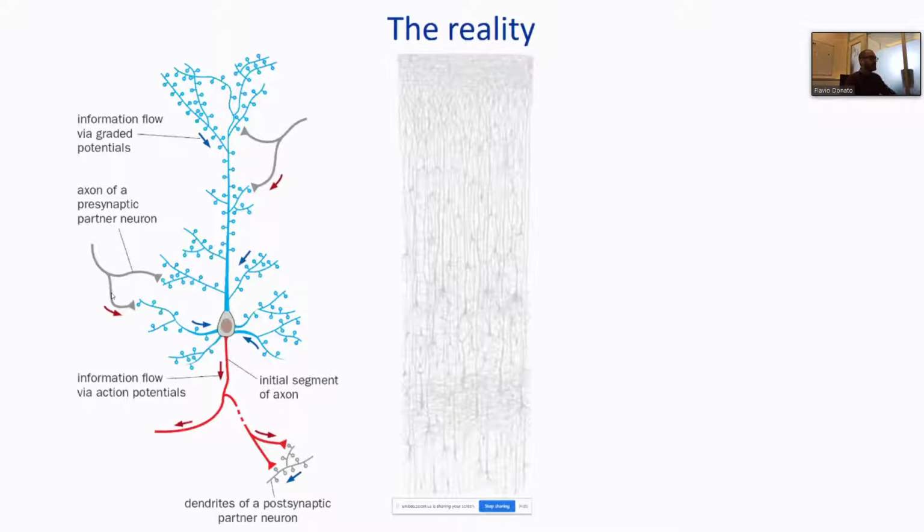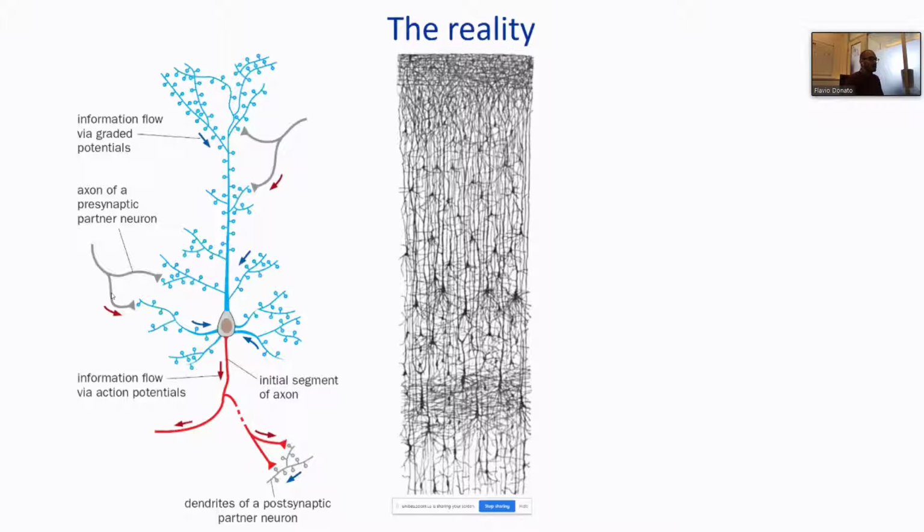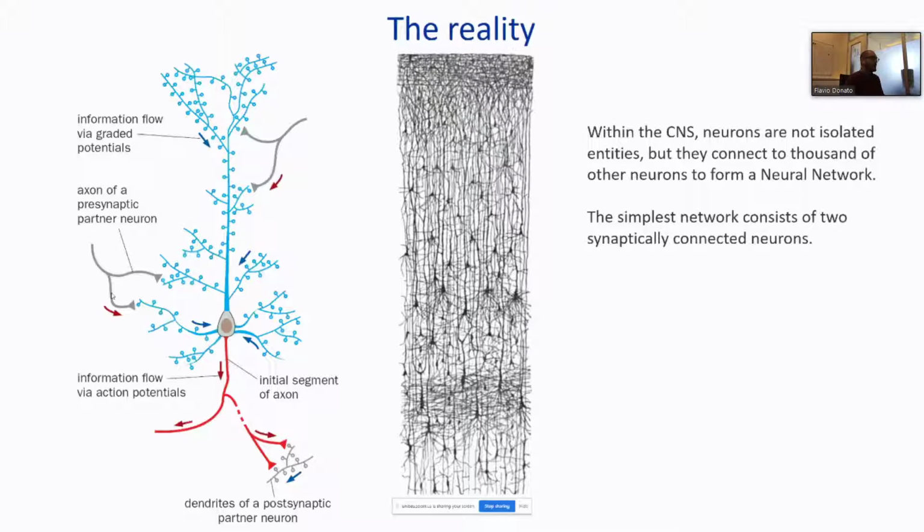If we look into the brain, the thing that we see, even this is an oversimplification, is a lot of different neurons that start to talk and connect to each other. Neurons are not isolated entities, but they connect to thousands of other neurons to create neural networks. The simplest network consists of two synaptically connected neurons. That's already considered a very simple network, the synaptic network.